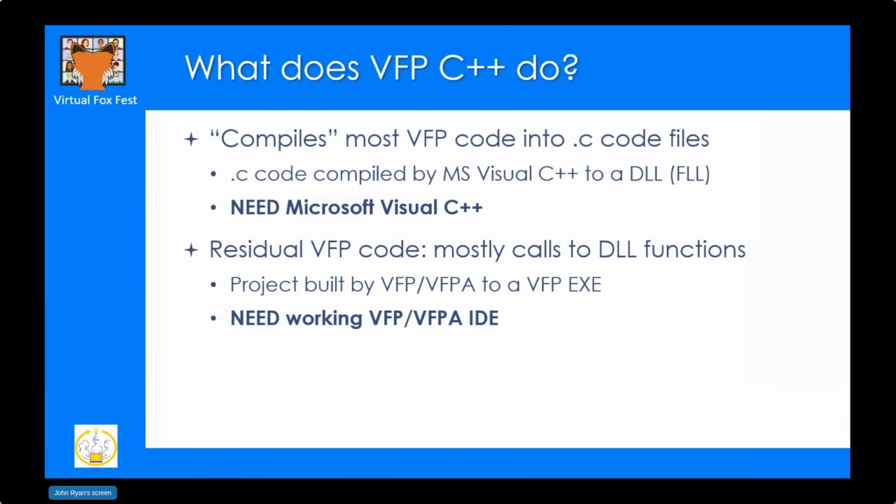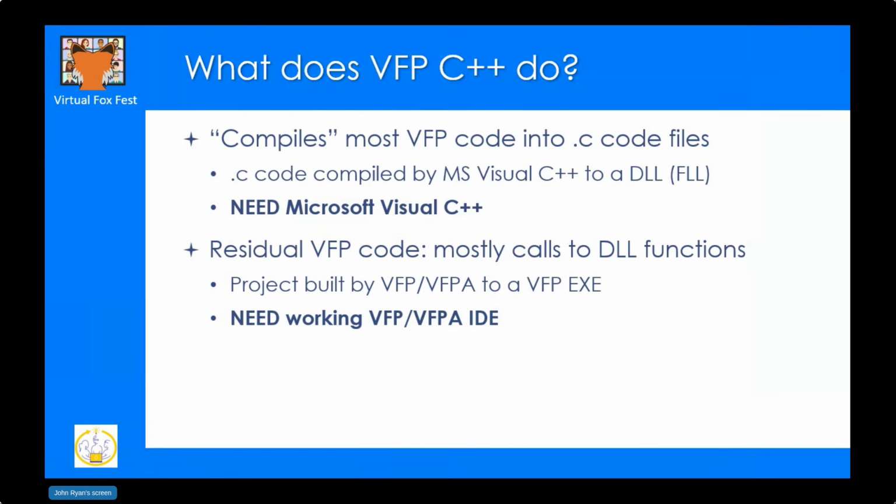What does Visual C++ Compiler actually do? So it compiles most of the VFP code in your project into C code files, literal C language code files. And those are then compiled by Visual C++ into a DLL, which is in fact a VFP FLL. And in order to compile the C code, you need a Visual C++ installation on your machine. And the rest of it, now that includes, there's a little bit of VFP code still left there. We'll have a look at that.